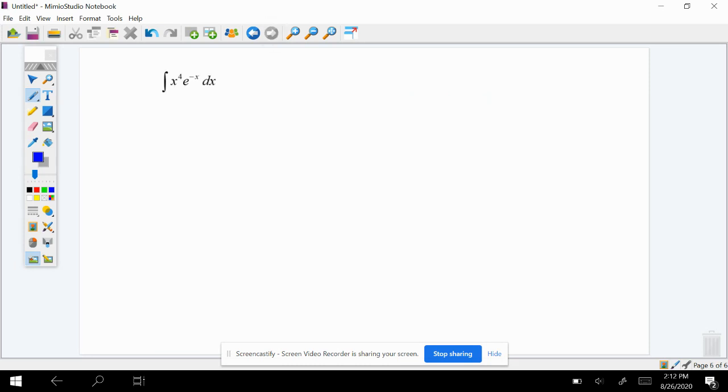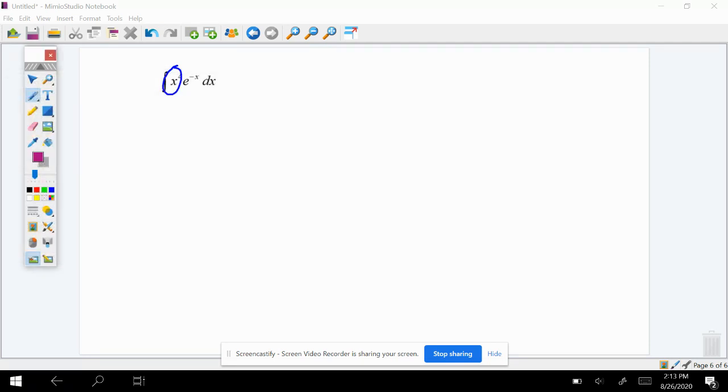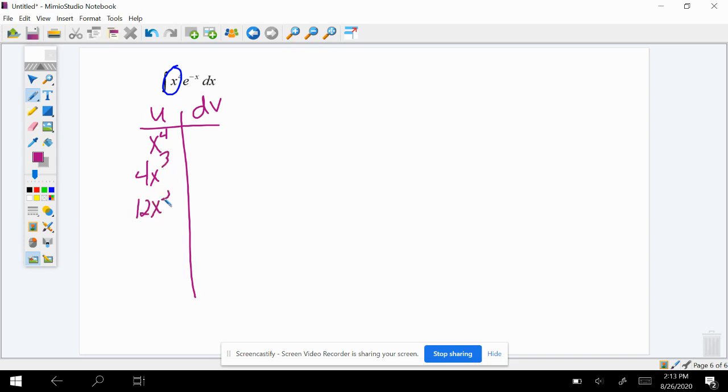Last one. This is one that the table method saves you so much time because it's an x to the 4th. I need to go back to purple. I miss purple. We're going to do, oh, that's a pretty one. So in my table, it's going to be kind of a long table. My u piece is going to be x to the 4th, and then 4x to the 3rd, and then 12x squared, 24x, my ability to multiply, hopefully, 24, and 0. So like I said, long table.